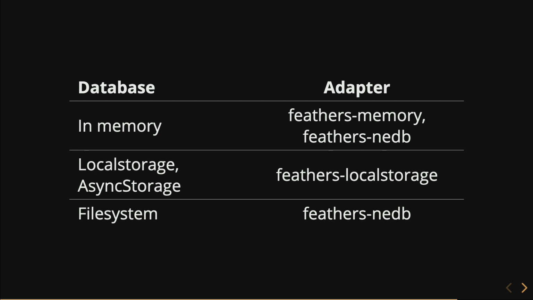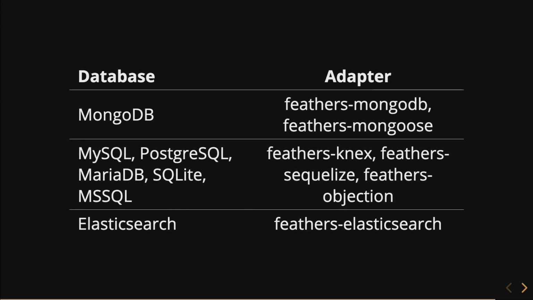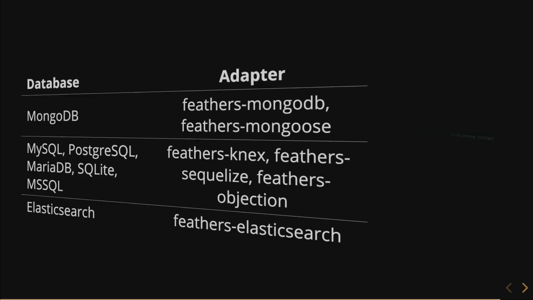You can also use adapters that would work with the file system, like Feathers NeDB. And of course, there's support for more full-fledged database systems. So there's Feathers MongoDB and Feathers Mongoose for interacting with MongoDB. There's Feathers Knex, Feathers Sequelize, Feathers Objection for interacting with all of these SQL databases, and there's Feathers Elasticsearch. And now all of these adapters implement all of those service methods which we've talked about, which essentially give you an instant CRUD API to any one of these databases.